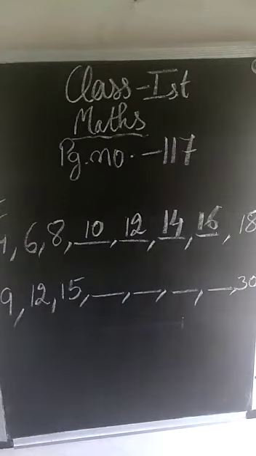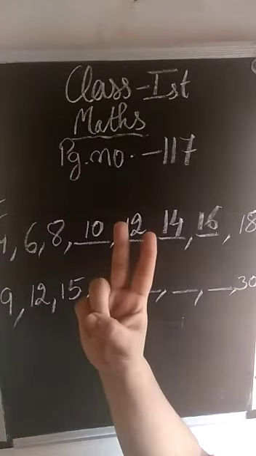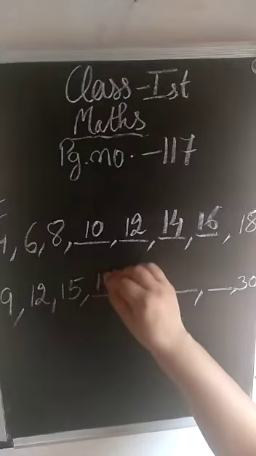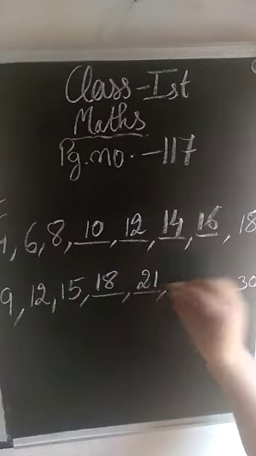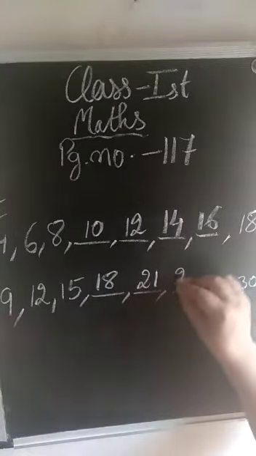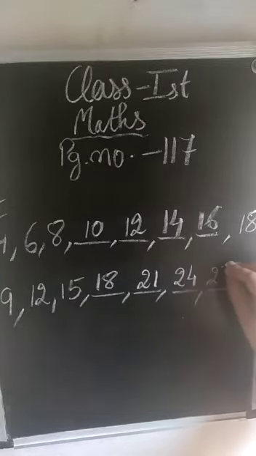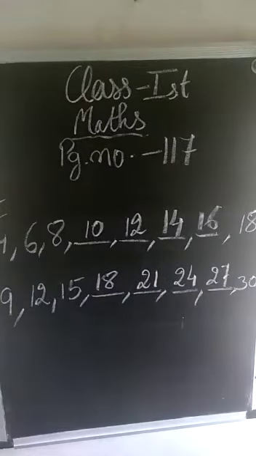So after 15 what number will come? 16, 17, 18. That means 18, 21, 24 and 27. In this way we will solve the whole exercise.